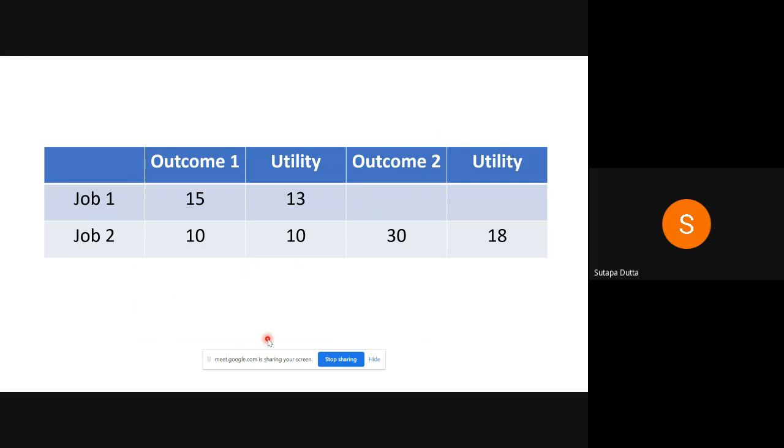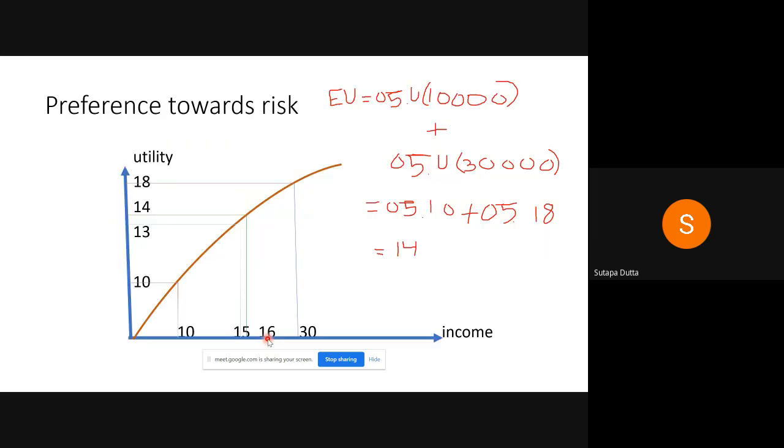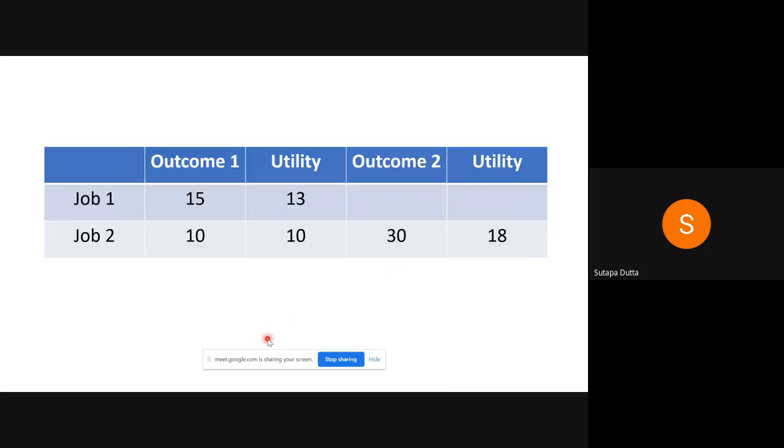Ma'am, if the individual is risk averse, then he will choose job 1, no, job 2. No, he will not choose job 1 in any way. Because look, for job 2 also, there is a high chance that income is 30,000. There is a chance that you will achieve 30,000. For job 1, you cannot go there. It's 15,000 fixed.